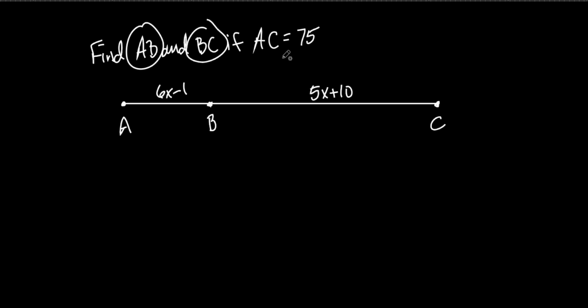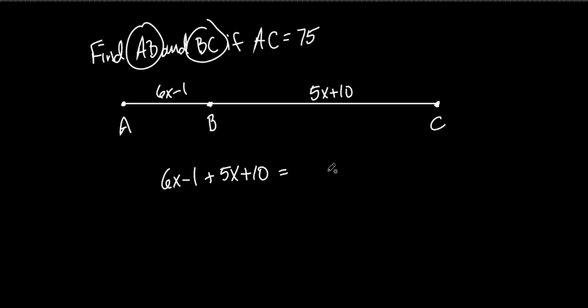So AC is correct, but I was looking for numbers, okay? So AB plus BC equals AC. So what is the AB? This time it's not 2 or 7 or whatever number I made it before. What is it? 6x minus 1. And what am I going to do to that 6x minus 1 and this 5x plus 10? I'm going to add them together, right? Now, if I add them together, what's it going to equal?